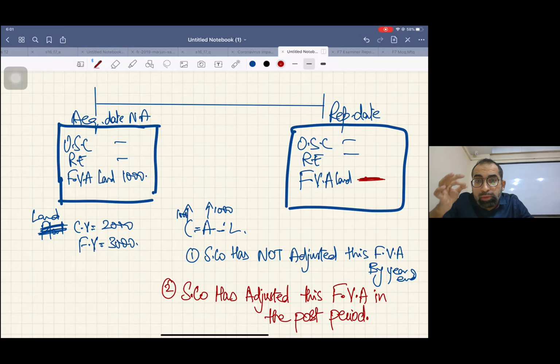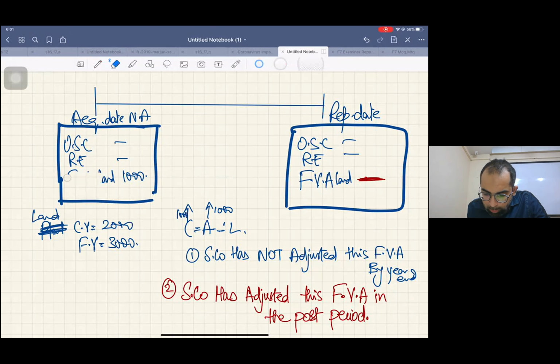Now I'm moving towards my real topic, that is fair value adjustment of inventory. Listen to me. I'm moving towards my real topic, the fair value adjustment of inventory. Let's start. Your inventory.